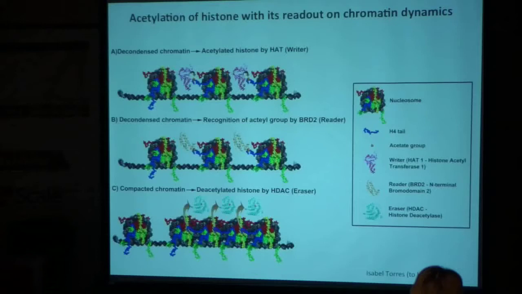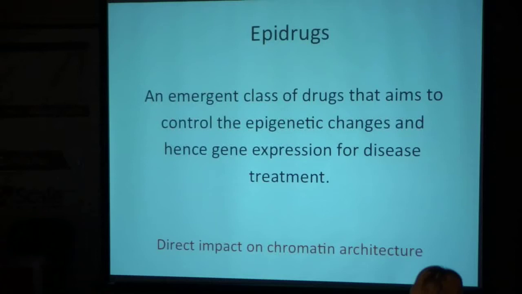So this is a very basic slide, where my intention is to show that nowadays we have a group of drugs called epi-drugs. This is an emergent class of drugs that aims to control epigenetic change and enhance gene expression for disease treatment. Maybe you have heard about inhibitors of HDACs, histone deacetylases, which have been very helpful in oncology and lots of other diseases, like psychiatric disease. And these drugs have a direct impact on chromatin architecture.